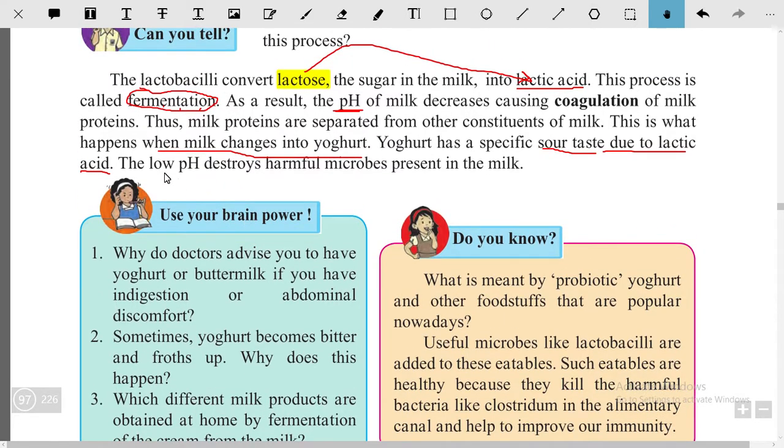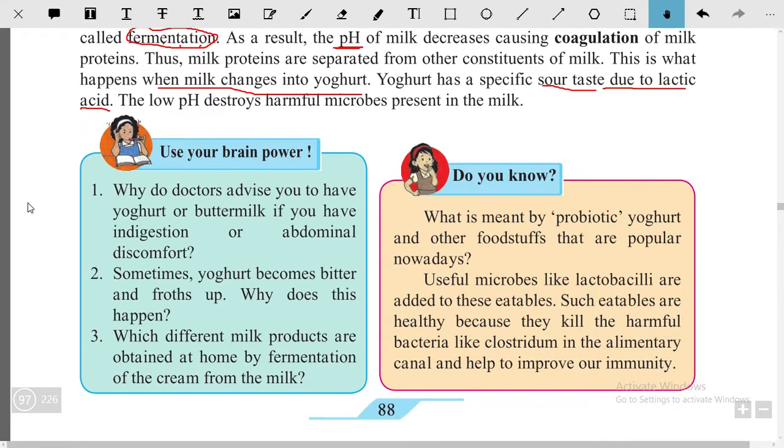The low pH destroys the harmful microbes present in the milk. Yogurt has a specific sour taste due to the lactic acid, and due to the low pH it destroys the harmful microbes present in the milk. It also destroys the harmful microorganisms in the abdomen, and due to this we get rest and become comfortable.